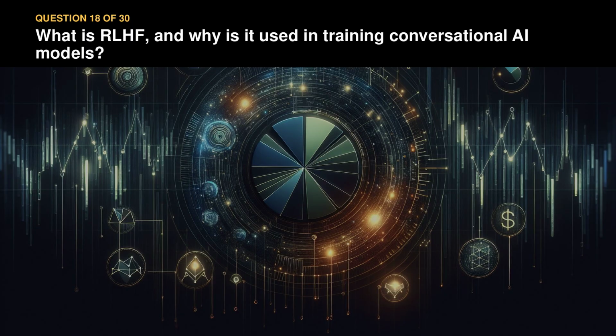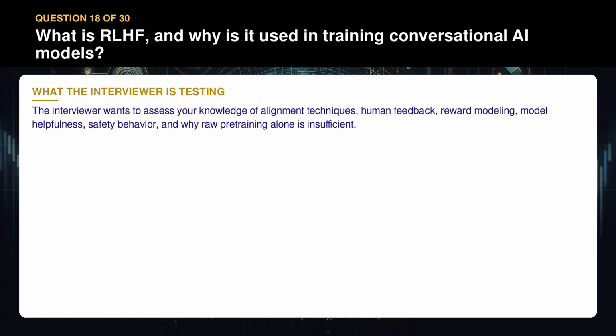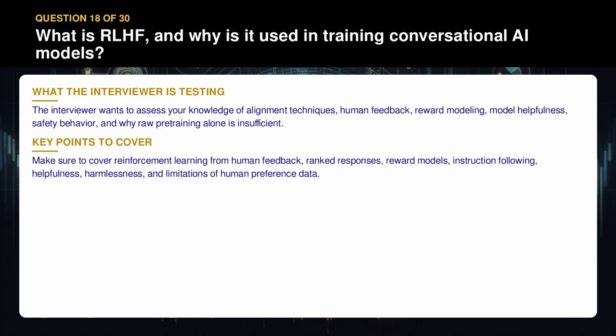Question 18. What is RLHF, and why is it used in training conversational AI models? The interviewer wants to assess your knowledge of alignment techniques, human feedback, reward modeling, model helpfulness, safety behavior, and why raw pre-training alone is insufficient. Make sure to cover reinforcement learning from human feedback, ranked responses, reward models, instruction following, helpfulness, harmlessness, and limitations of human preference data.